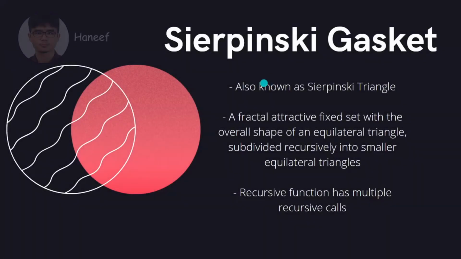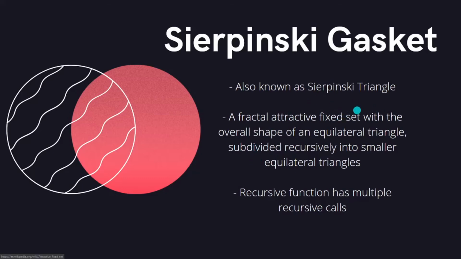Assalamualaikum warahmatullahi wabarakatuh. My name is Haneef bin Salim and I will be explaining the details of the Sierpinski gasket's application of recursion. So first, I will be explaining the definition of the Sierpinski gasket. The Sierpinski gasket, also known as the Sierpinski triangle, is a fractal attractive fixed set with the overall shape of an equilateral triangle, subdivided recursively into smaller equilateral triangles. It is one of the applications of recursion where its recursive function includes multiple recursive calls.